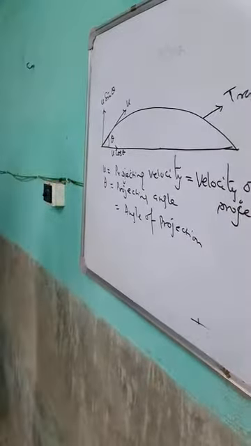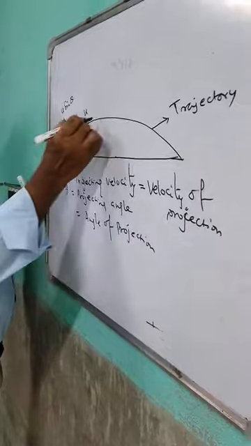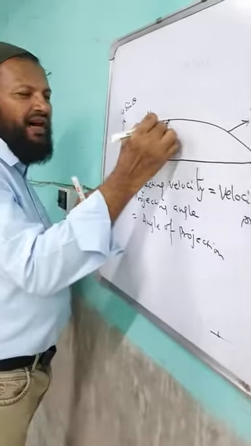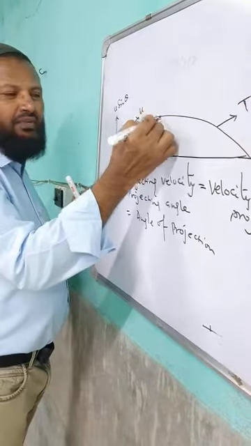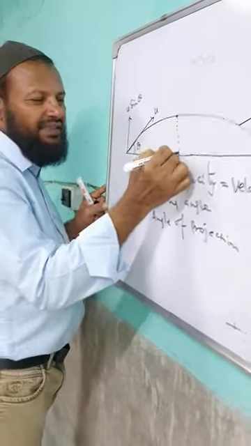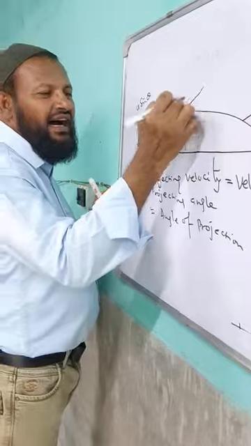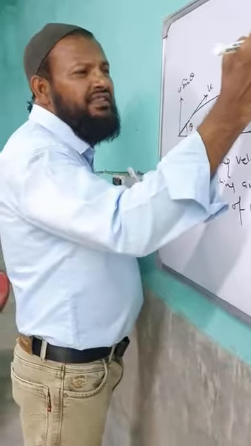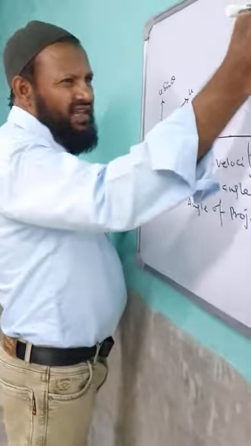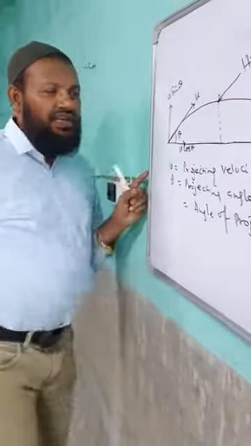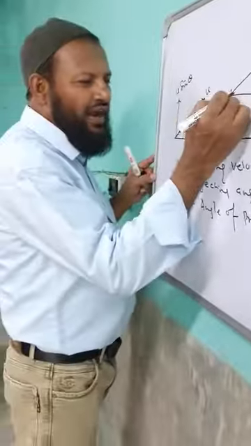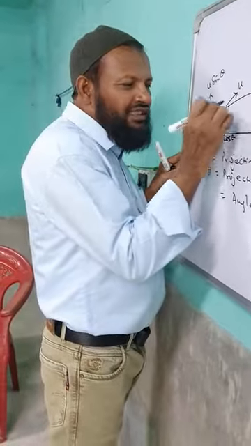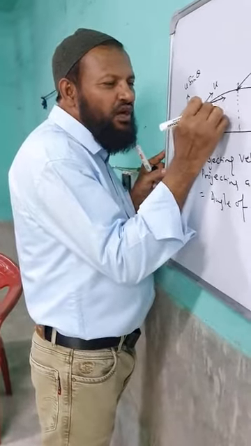Please see here. This is the highest point, and therefore this is known as maximum height. Now one thing is important. How will you know this is the highest point? Because u cos theta remains the same throughout the path.